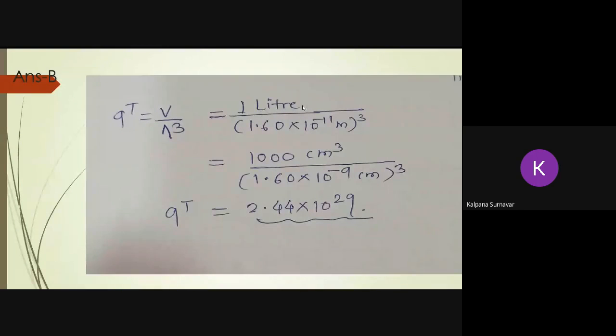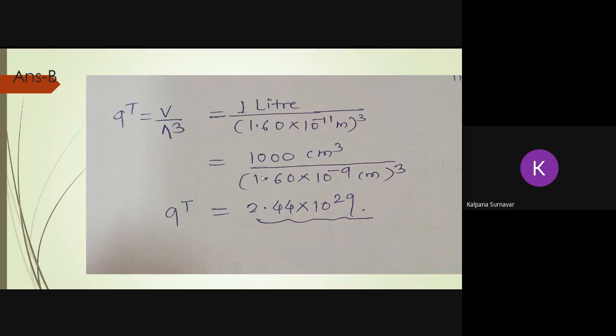Here the volume given in the problem is 1 liter and the thermal wavelength is given as 1.60 × 10^-11 meter. Just put in the values. You know that 1 liter is equal to 1000 centimeter cube. Now you have to calculate the thermal wavelength in terms of centimeters. The value is given in meters, so just convert it into centimeters. The value becomes 1.60 × 10^-9 centimeter, and keep this cubed as it is.